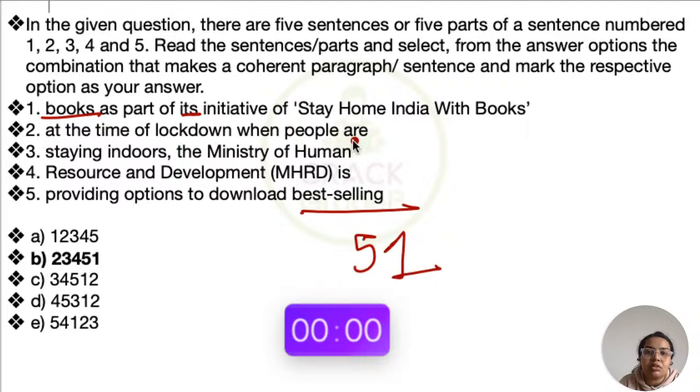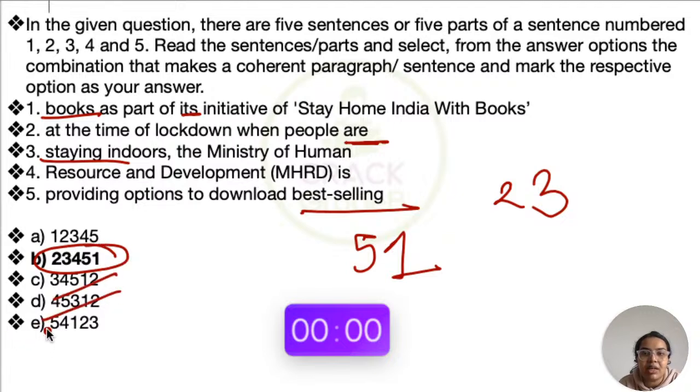At the time of lockdown, when people are staying indoors. Second and third, both of the pairs are present in this one. This ends with second, which is not possible. Ending with R is a very, very rare case. So options ending with second are immediately out.